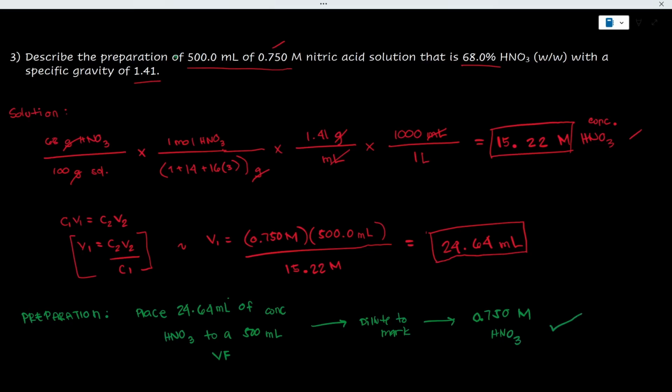So that is how you describe the preparation and how you solve for the molar concentration of a concentrated acid by its specific gravity and mass percent. This is usually how you solve for the concentration and how you prepare a specific solution, given that these values are on the label of your concentrated acid.